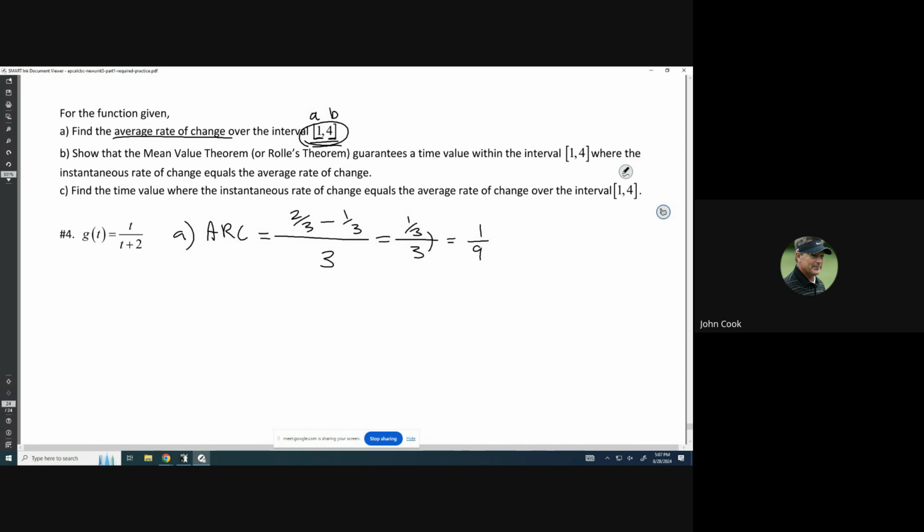Now we do part B. So part B, let me read it aloud. Show that the mean value theorem, or Rolle's theorem, guarantees a time value, because we're using t, a time value within the interval from 1 to 4, where the instantaneous rate of change equals the average rate of change. So you should know this vocabulary or this phrase, instantaneous rate of change. Instantaneous rate of change means the derivative.